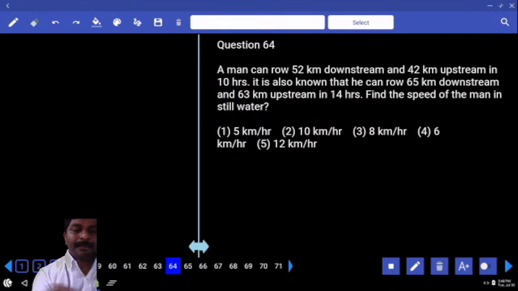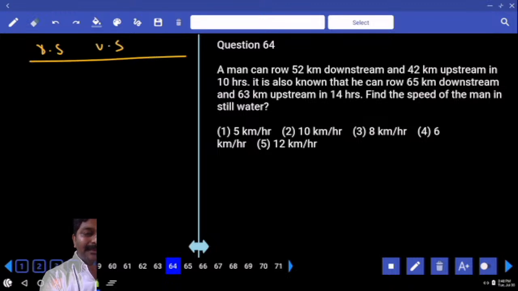Yes. Now, I'll tell you a simple logic for this. It will be very simple. I'll write how much distance is covered in downstream and how much distance is covered in upstream. I'll also mention the time. First case, how many kilometers covered? 52 in downstream. In upstream? And the time?